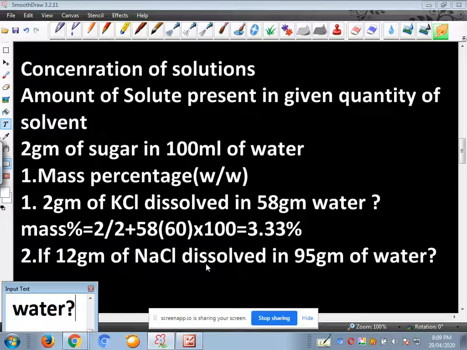If you have any doubts you can message me later on, or I think it is an easy one, right? They have given the quantity of solute, they have given the quantity of solvent, apply this formula to get the answer. Okay, so this is the first method of calculation of concentration. Now the next method we are going to study is volume percentage. The second one, that is mass percentage, is finished.